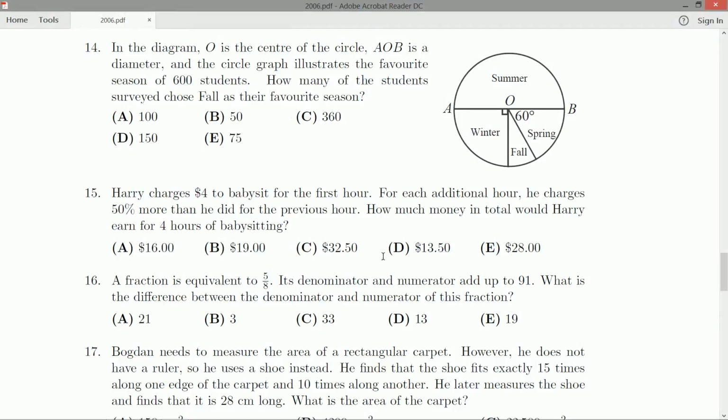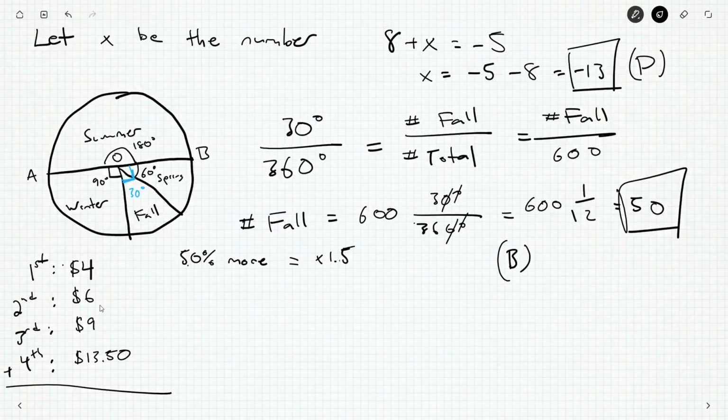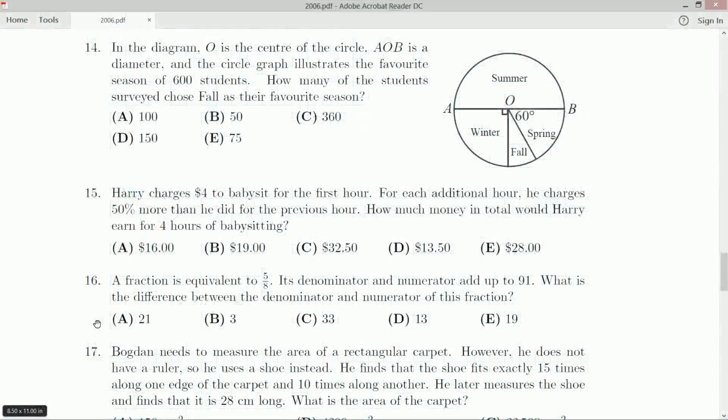Now all that we need to do is add up each of these 4 hours. So 4 and 6 is 10. Add that to 9, that's 19. And then the 50, there's nothing else to pair up with the 50. And so then it's 19 plus 13. Well, the two 10s will be 20, and then 9 plus 3 is 12. So 2, carry the 1, we get $32.50. So Harry earns $32.50, and that is C.